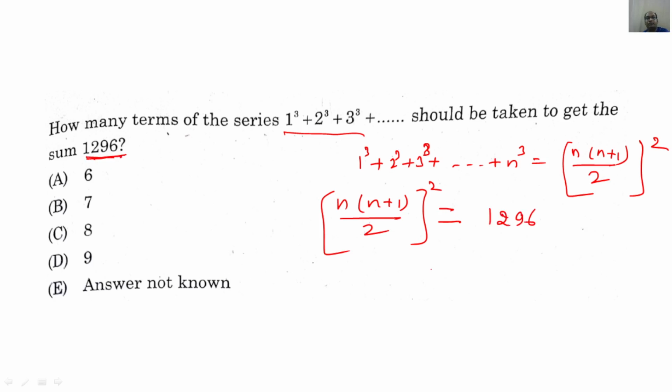Fine. And total sum has become 1296. 1296 total sum. So now if we want to find, so it is what? n into n plus 1 by 2 is equal to square root of 1296. Let us find the square root of 1296.